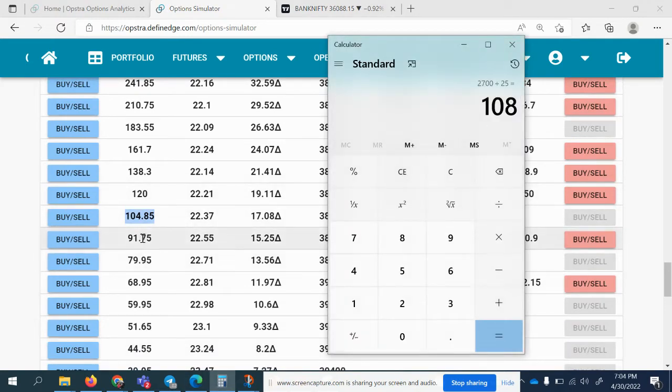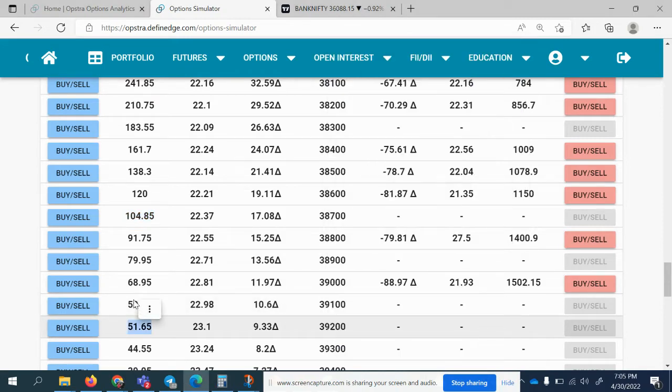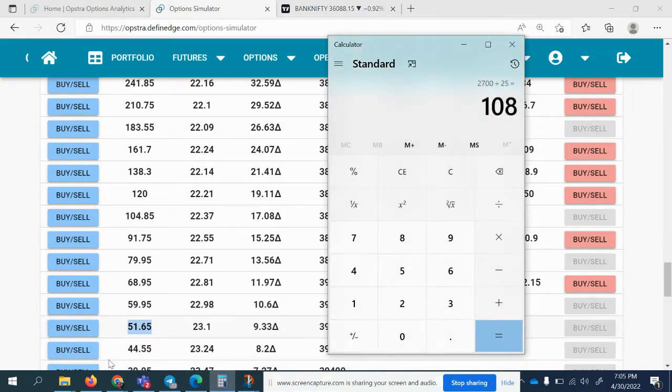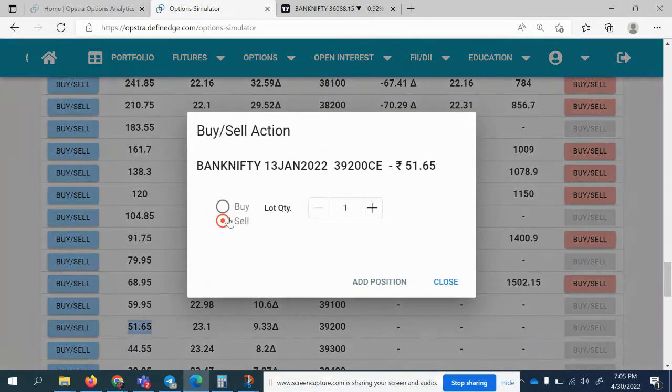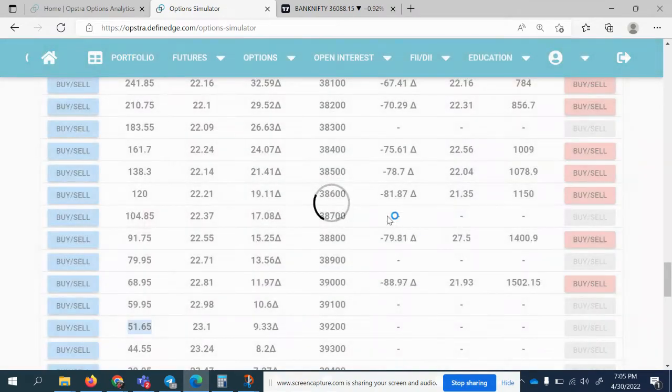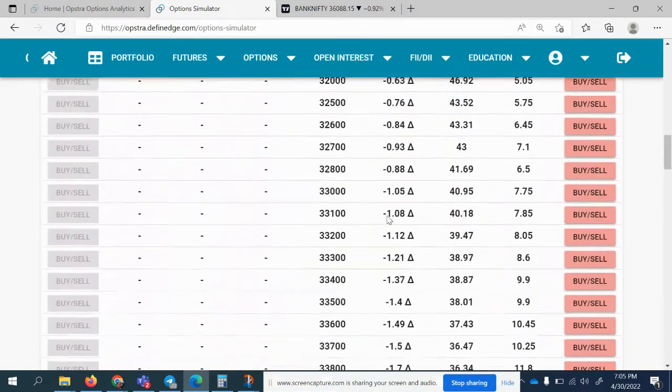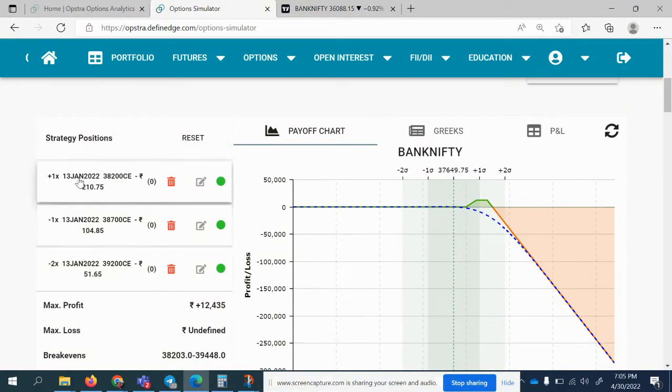I can sell this, but it would be very aggressive, so I'll go for half of this. 1 2 3 4 5, 51. Either I'll sell this one, but this time I just wanted to cover 108 points. So I'll sell two quantities of this leg, just to get those 108 points. The moment I add this, it becomes your ratio spread, 1 is to 1 is to 2.